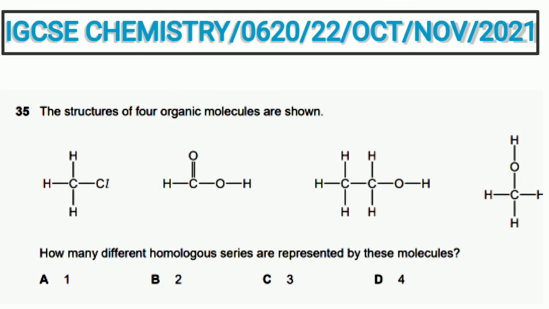Question 35. The structures of four organic molecules are shown. How many different homologous series are represented by these molecules? First, on the left side, has the functional group Cl. It is a haloalkane. The second one has the functional group COOH. It is a carboxylic acid. The next one has the functional group OH. It is an alcohol. And the last one has the functional group OH, that is also an alcohol. The correct answer is option C, 3, because they represent three homologous series: haloalkane, carboxylic acid, and alcohol, with two of them being alcohols.